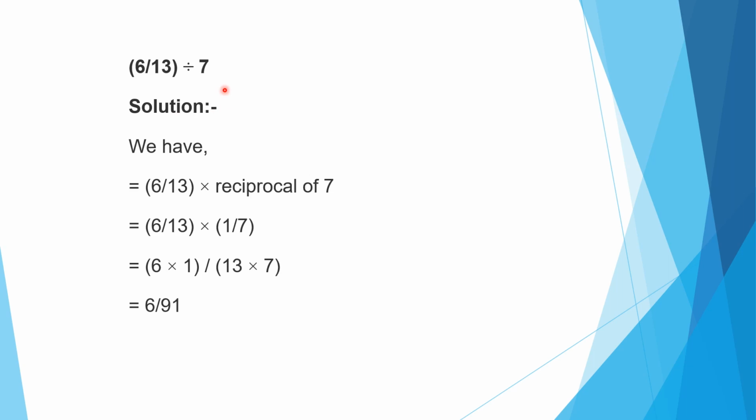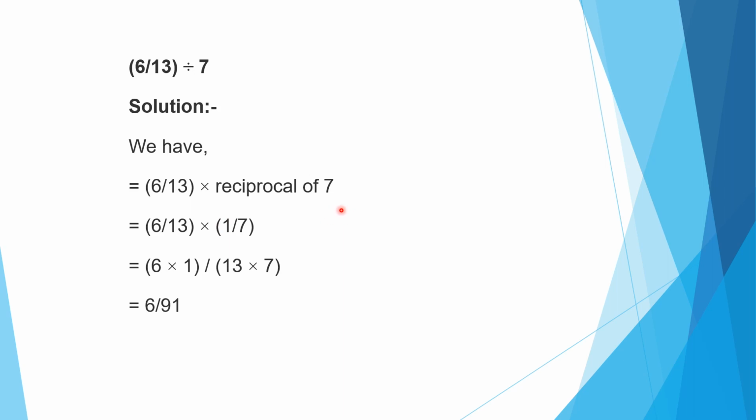In the previous sum, the divisor was a fraction. That's why we found the reciprocal of that fraction. Here the divisor is a whole number now, so it is division of a fraction by a whole number. So we have to get the reciprocal of the whole number. How to do that? First, 6 by 13 into, we have to change this division symbol into a multiplication symbol. Then the reciprocal of 7.